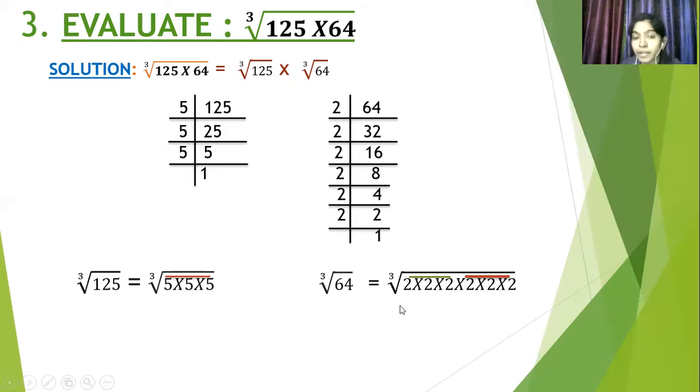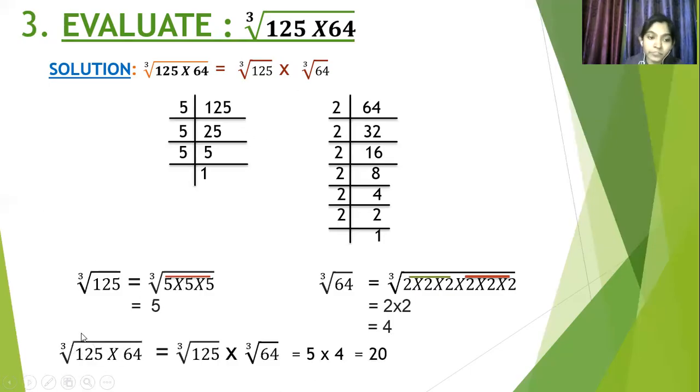Now, from each triplet, we will take the common. From this, only one triplet is there, so we will take 5. From here, this 2 is taken and this 2 is taken. So this will become 2 2s are 4. Is it clear? Yes, ma'am. Now we put these values in this.